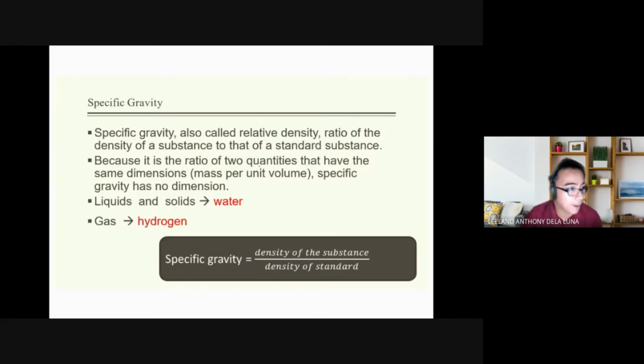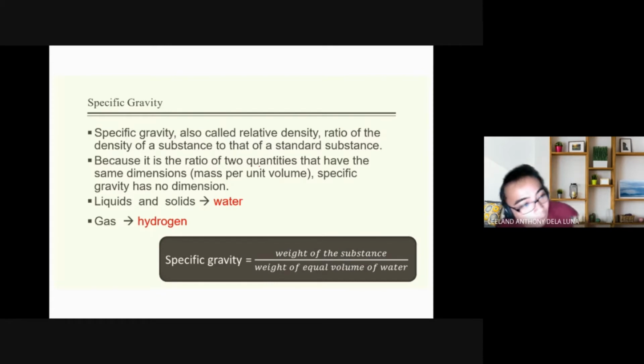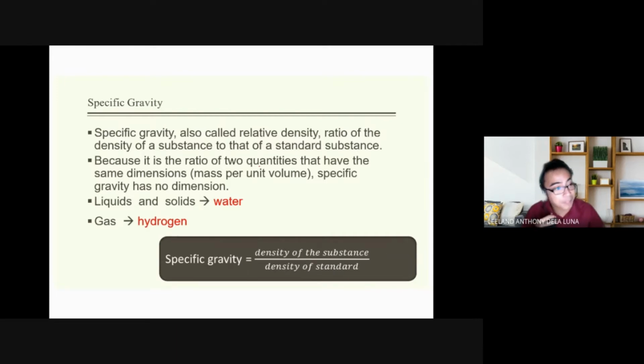Next one, specific gravity. Okay? I think familiar din kayo kung paano mag-compute ng specific gravity, right? It's usually the density of your substance divided by the density of water. Okay? Pwede naman 'yun. Although some of you might be more familiar with this kind of formula: weight of the substance divided by weight of equal volume of water. Okay? Pero personally, class, I prefer to use this formula: the density of substance divided by the density of water.